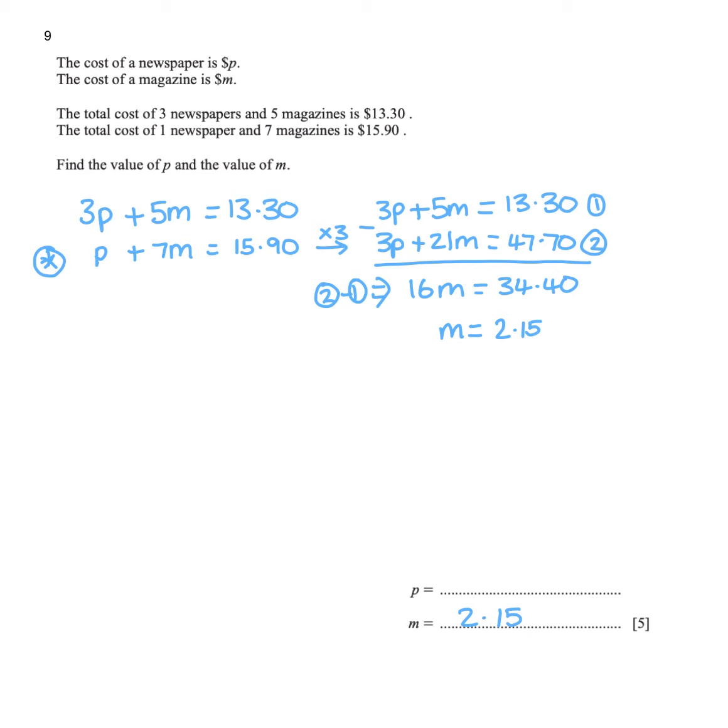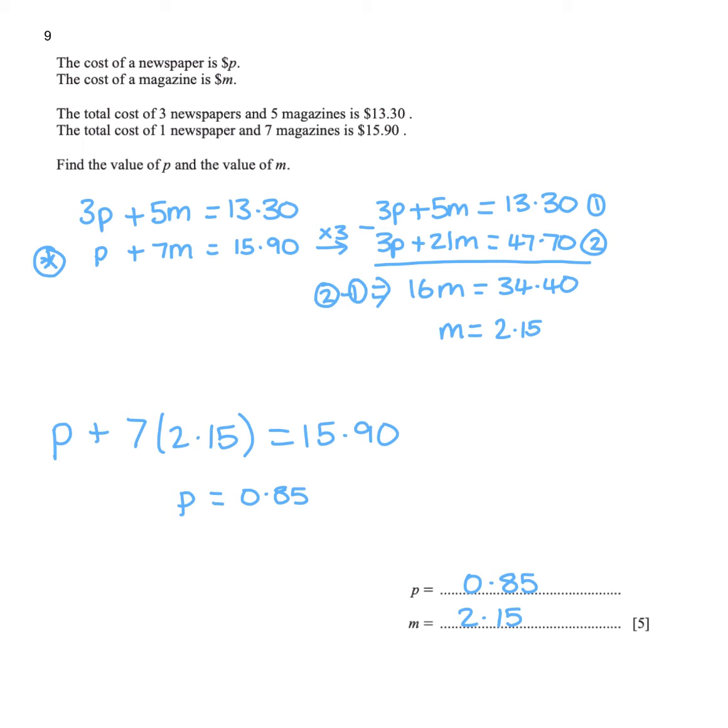So P plus 7 times 2.15 is equal to $15.90. And then that gives me that P is equal to 0.85. So again, just typing that in on the calculator. And you could check your value to this. You could substitute it in and double check.